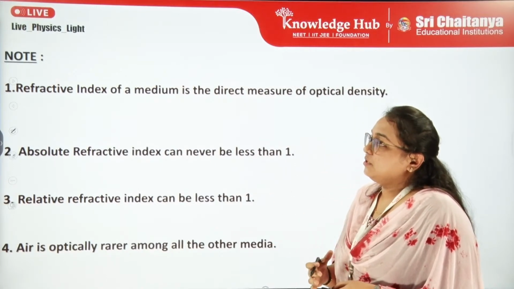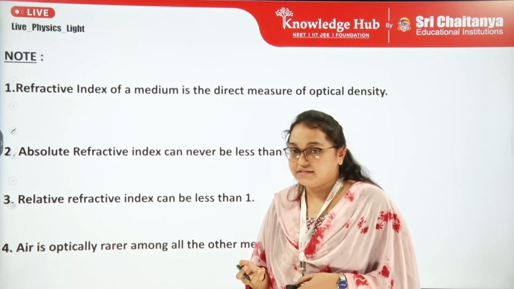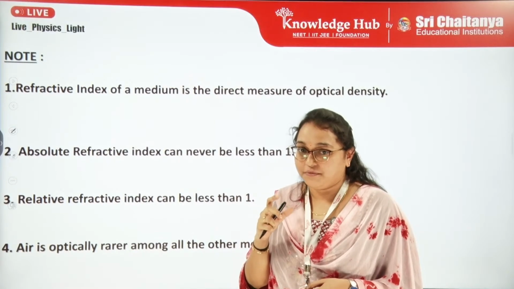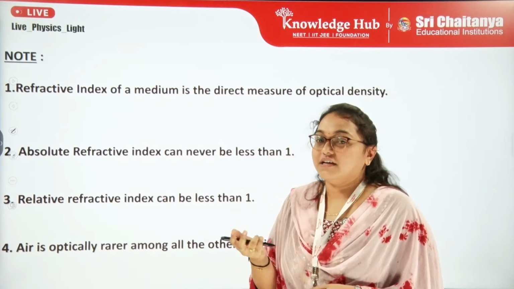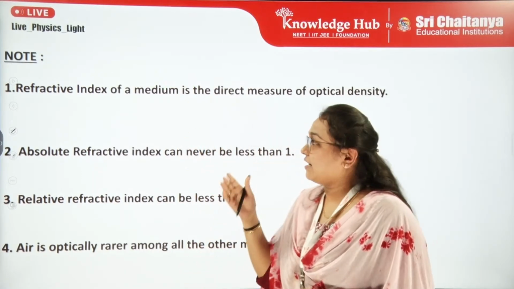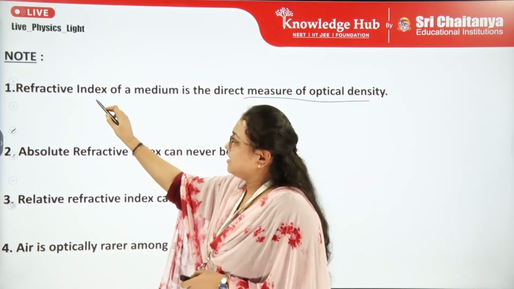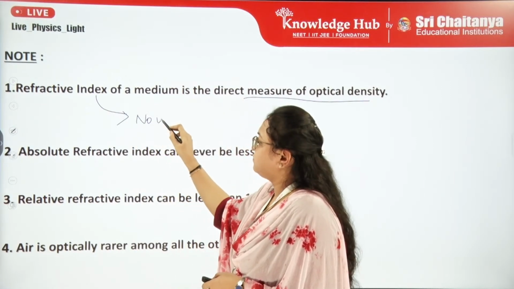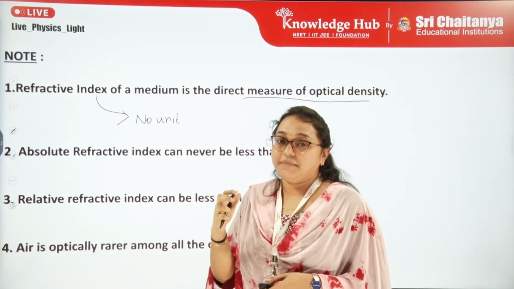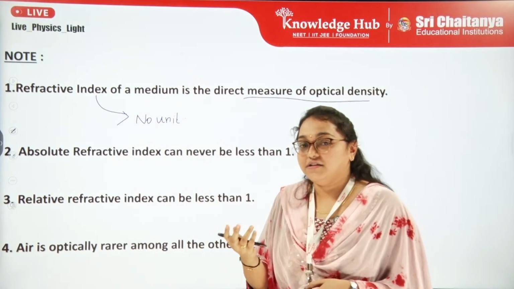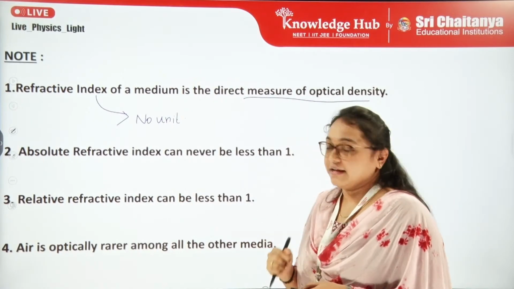Right. So the important note points are: refractive index of a medium is a direct measure of optical density, which we have already discussed. If something like optical density is involved in a question, they are indirectly asking us about refractive index only. So refractive index of a medium is a direct measure of optical density, and refractive index doesn't have any unit. And I have already mentioned if a medium has more optical density, then we can say that it is optically denser medium, and if a medium has less optical density, we consider it as optically rarer medium.